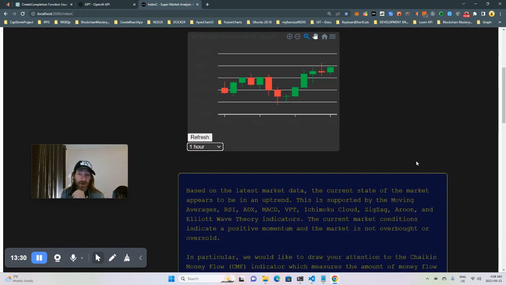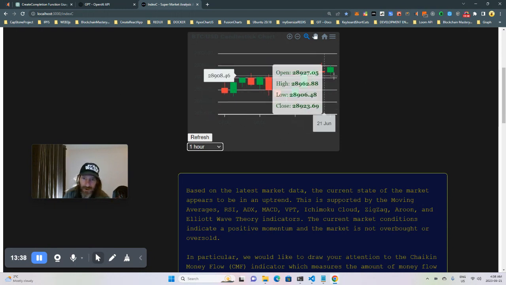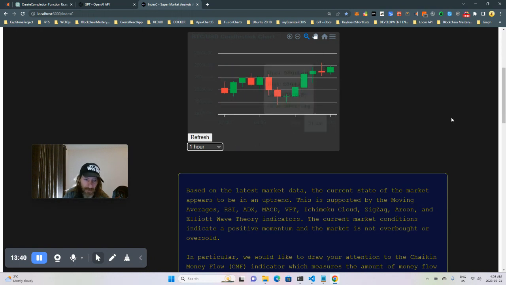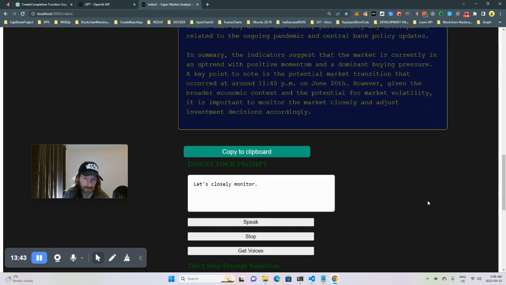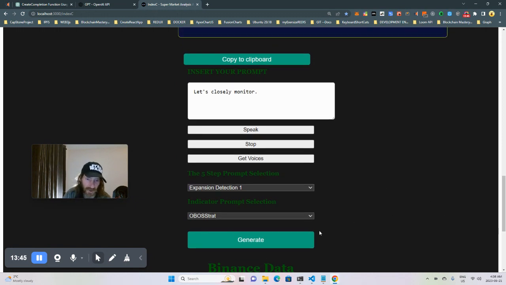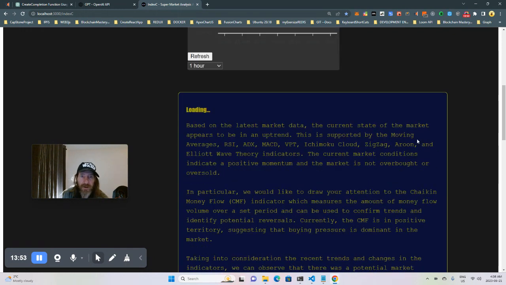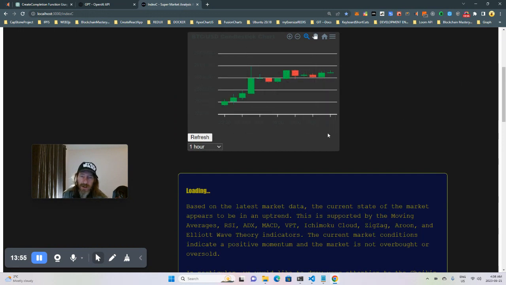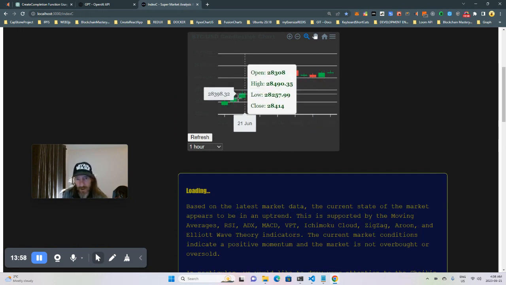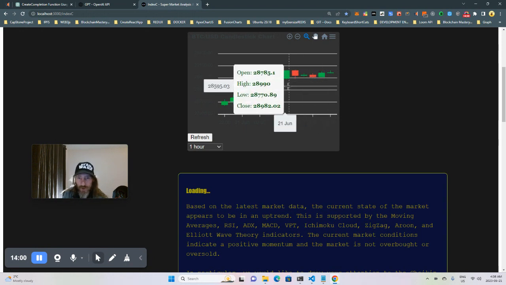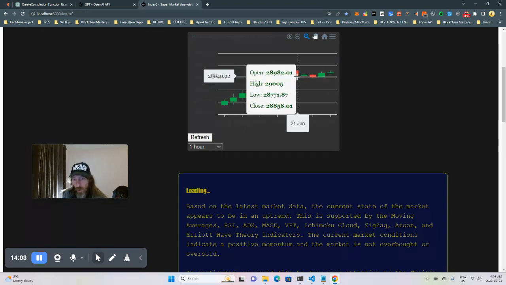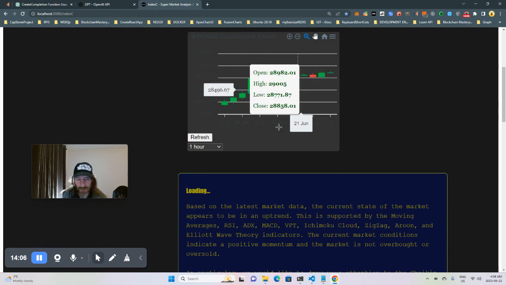I'll go for an hour because I need more waves. I need to see it more wavy, because here there's no kind of Elliott wave in the 5 minutes. I don't see it, but maybe in a different stretch. Let's closely monitor and generate that. Would we be able to see wave one, wave two, wave three, wave four, wave five?